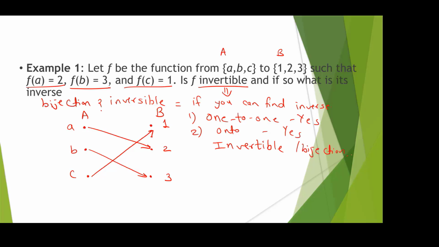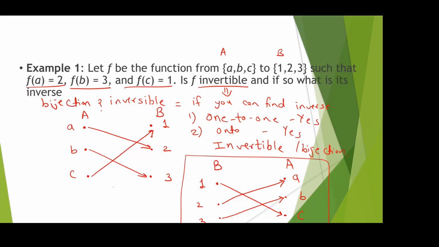Now, what is the inverse of this function? When we have to find the inverse, we now say B is my domain, so the values of B here, and A is my codomain. And we just reverse whatever the arrows are. So it goes from a to 2, now it will go from 2 to a. b to 3, so 3 to b. c to 1, 1 to c. So this is my inverse of the given function. If we call this F, this is my F inverse. So we changed the positions of codomain and domain, and we switched the arrow direction. So that's how you create an invertible function.